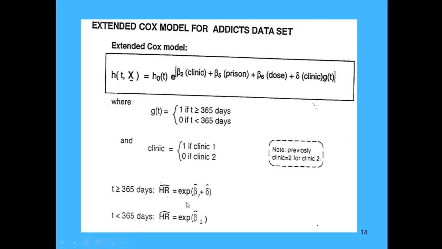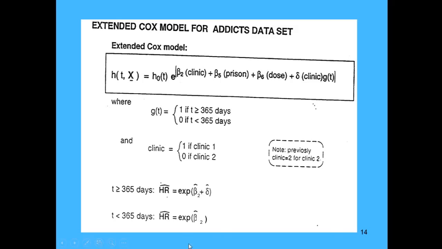Can you see that? This is not that complicated. Now, what if you're less than 365? What's G of t? It's 0, so this term drops out. All you have left is beta 2 clinic with beta 5 prison, but these other variables don't involve exposure. So what's the hazard ratio in the model where G of t is 0? It's just e to the beta 2.